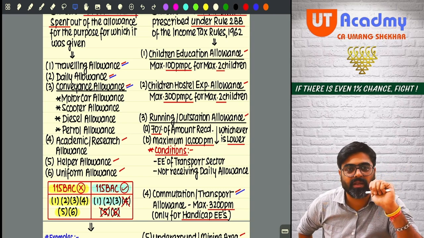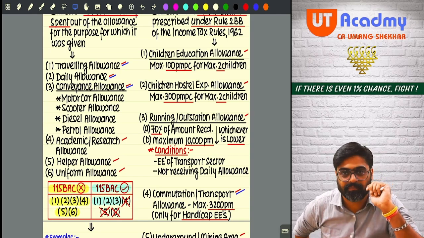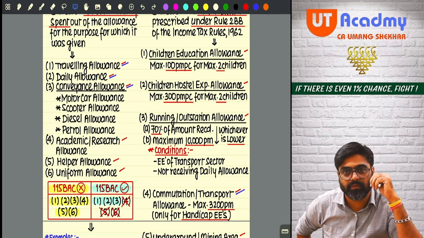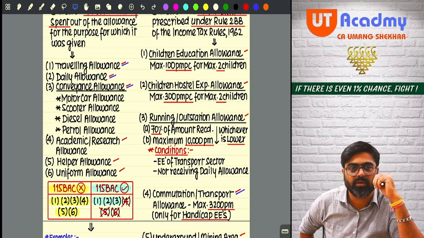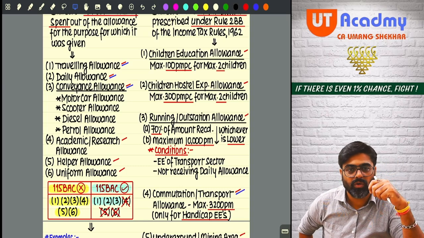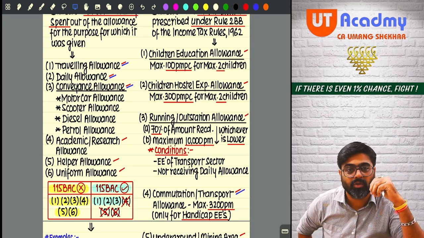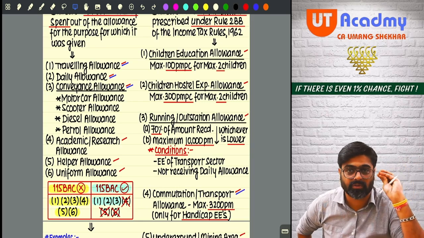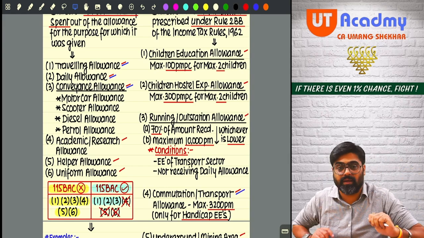All these allowances which are there now, they are given to meet certain expenses of official nature. Traveling allowance will be given. Given for what? To meet the traveling cost which you might incur in the course of your employment. For your employer, to perform your duties, you will have to travel here and there, no? You will have to go by train, by bus, by air. So for that traveling, you must be incurring ticket cost. So to meet that traveling cost, your employer gives you traveling allowance.